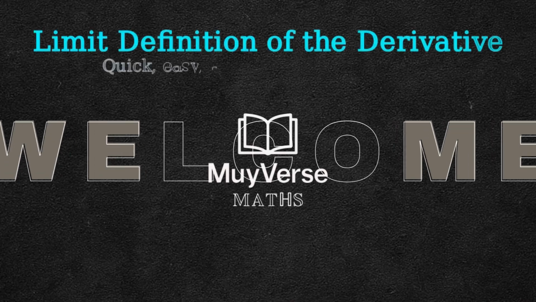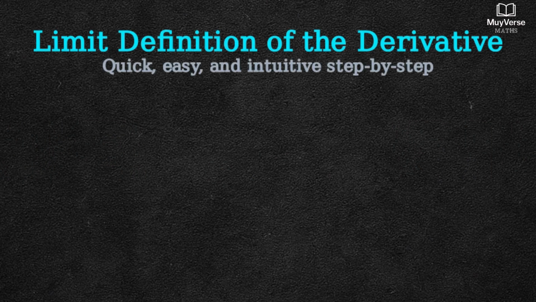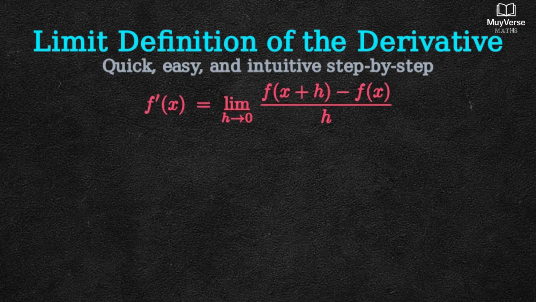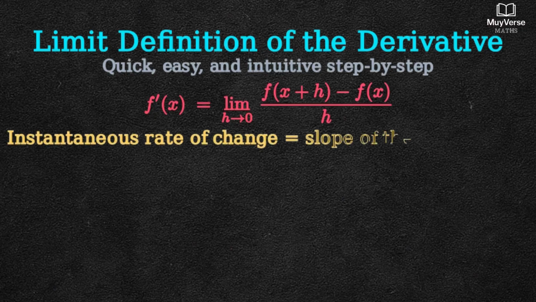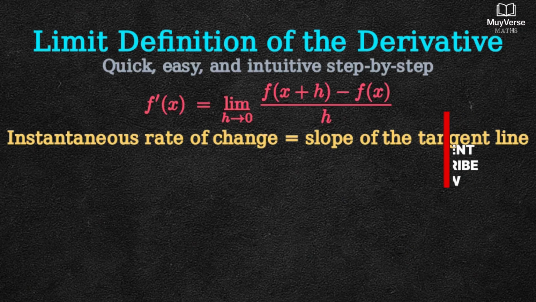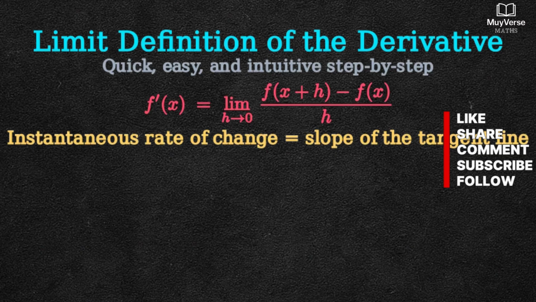In this lesson, we will use the limit definition of the derivative to find the derivative step by step. Then we will demonstrate with a quick, clear example using f of x equals x squared. This formula captures the instantaneous rate of change at x, the slope of the tangent line to the curve at that point. Step 1. Define the function and compute f of x plus h.